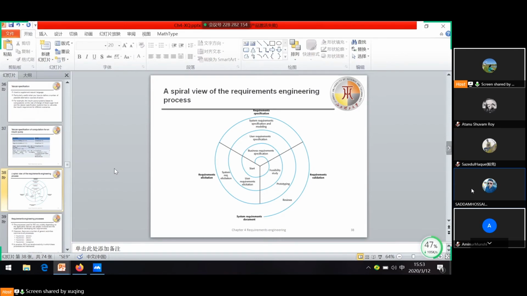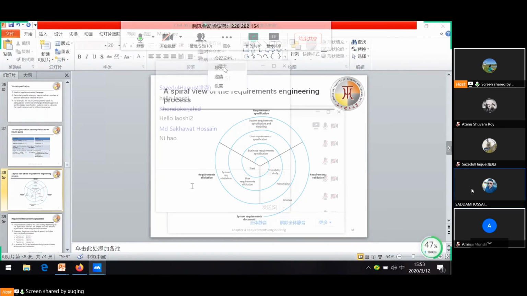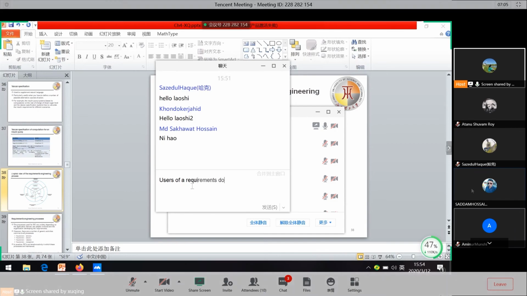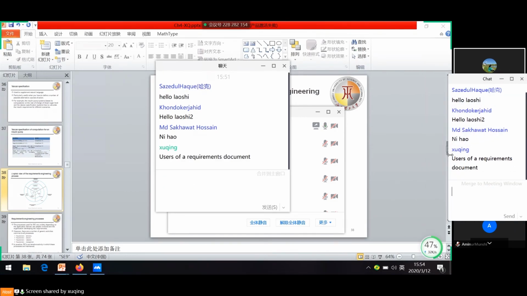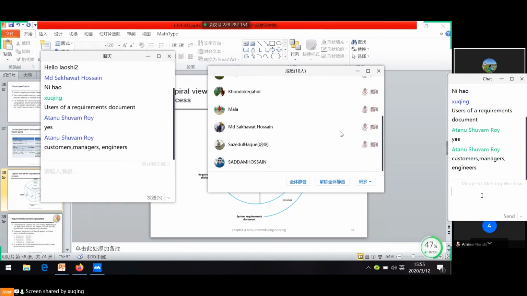Do you remember these points that we mentioned in the last class? That means yesterday. So I'll ask you a small question, as in the homework. Do you remember the users of a requirements document? Users of a requirements document. Any ideas? Yeah. Customers, managers, engineers.